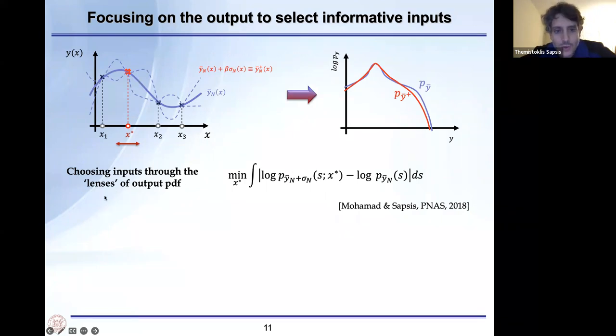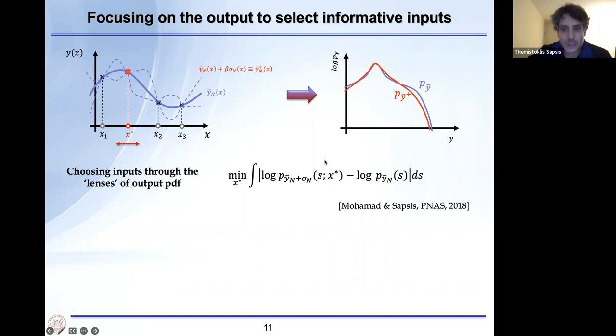So we are trying to define a distance, if you want, between the output PDFs and try to define some notion of convergence through the lenses of the output PDF. And we do that by considering directly the L1 distance between the logarithms of the PDFs. Now, note that this is different from the standard KL divergence that is very popular, for two reasons. The KL divergence is much easier to define because you are not suffering from infinite values at infinity, which is what's happening here. However, you lose a lot of information when it comes to extreme events.